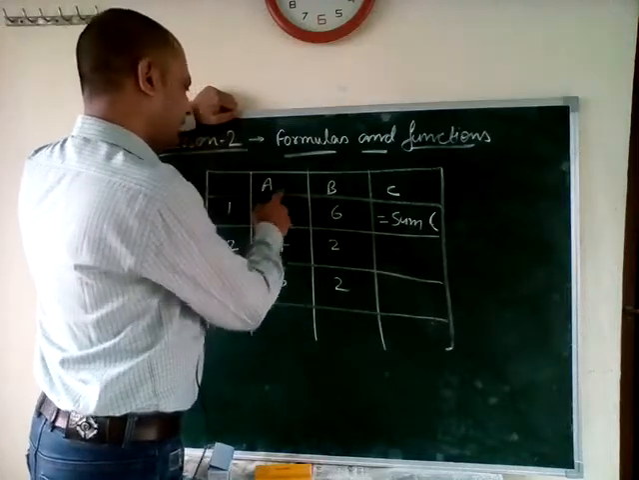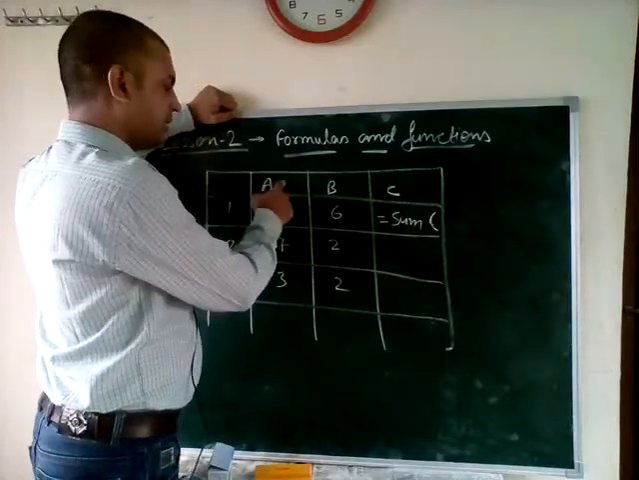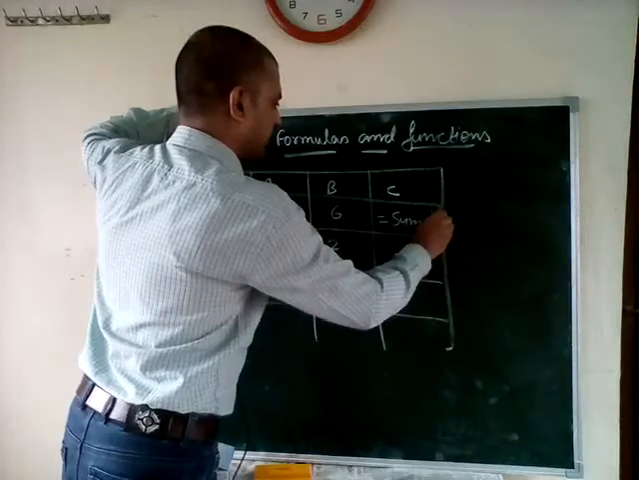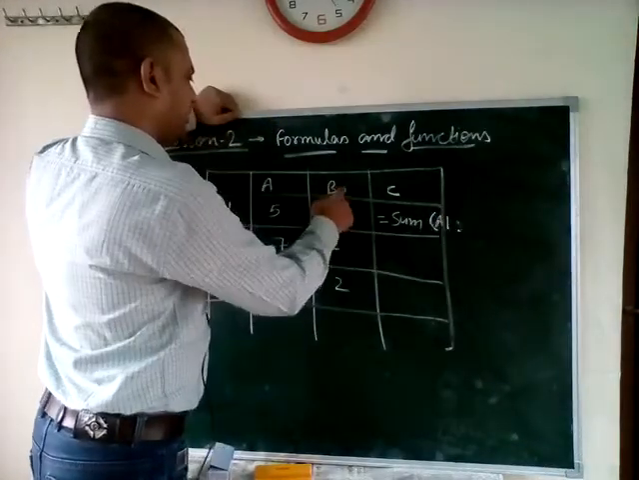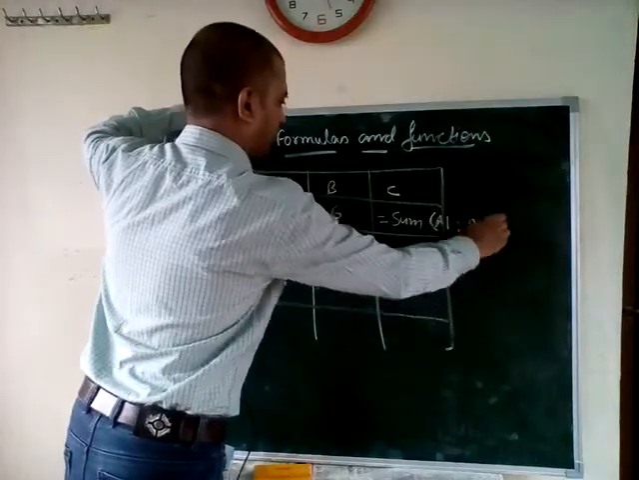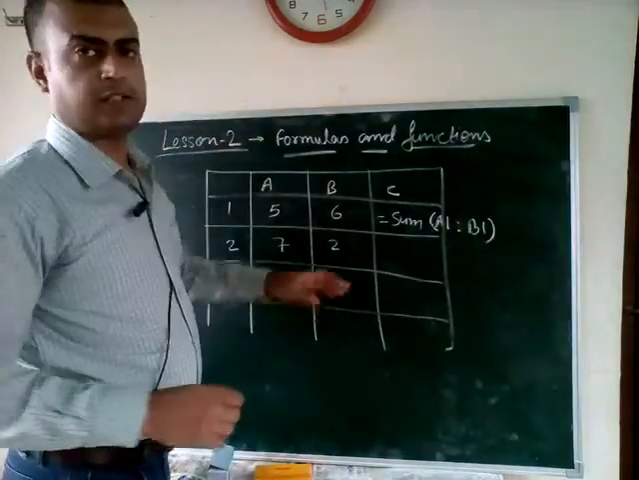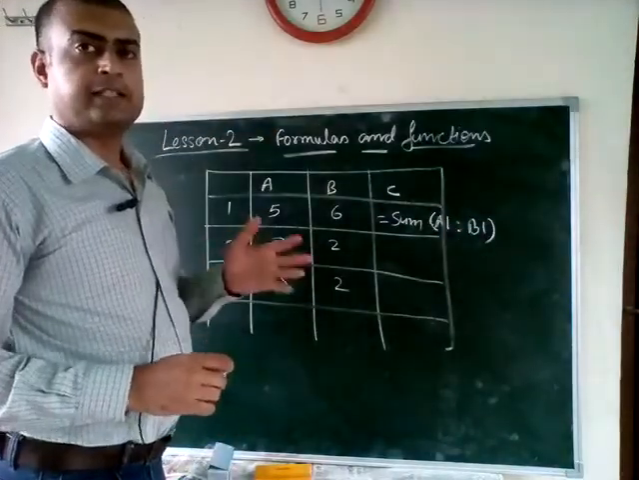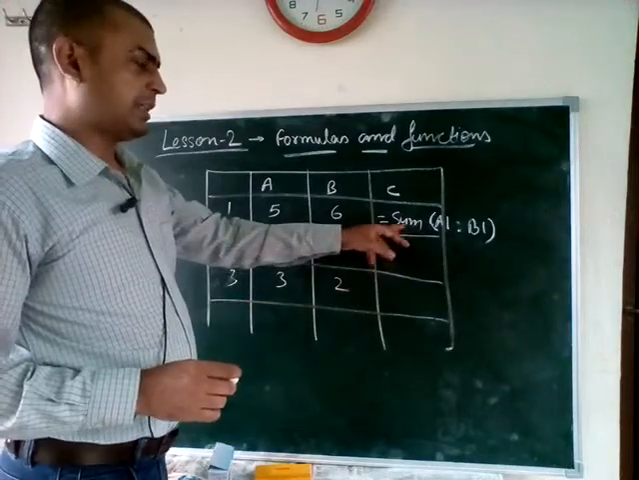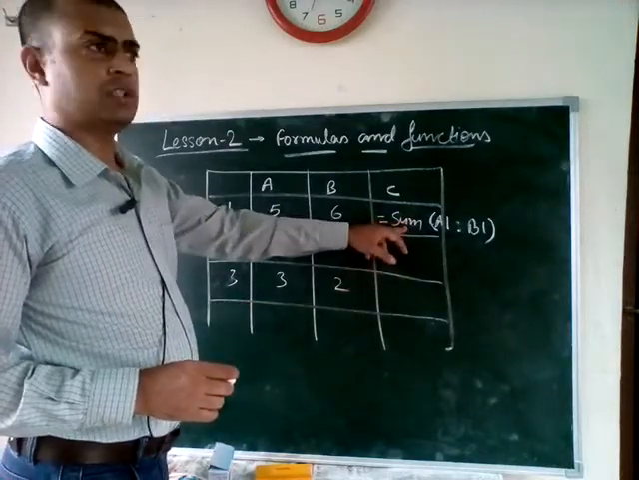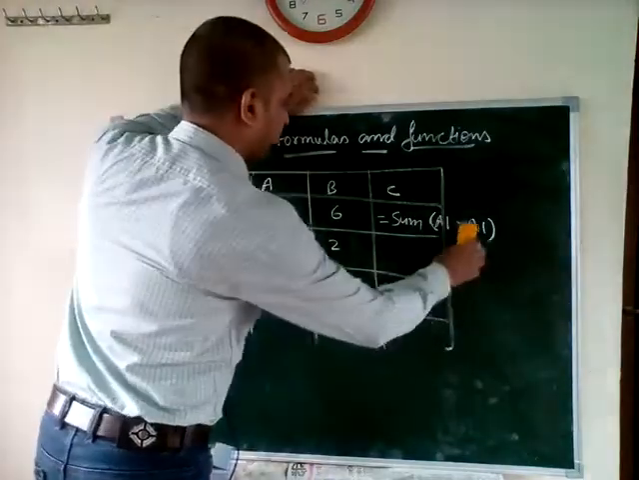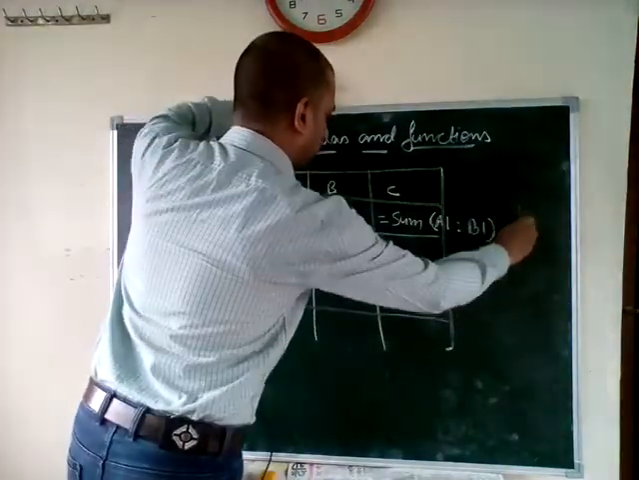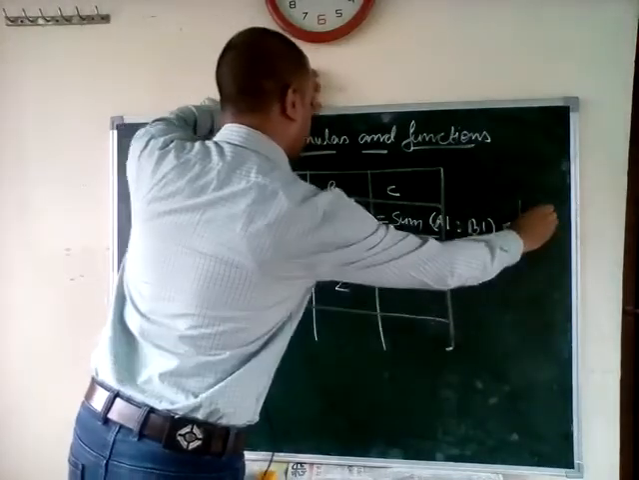So this is A and this is 1, column A, row 1. So you will write A1 colon B1, like this you will write. And after writing this, you will press the enter button. After pressing the enter button, it will give you the sum. After pressing the enter key, you will get the sum, 6 and 5, 11.